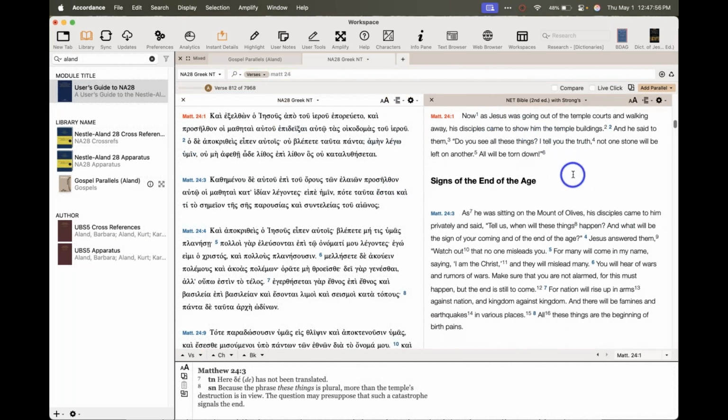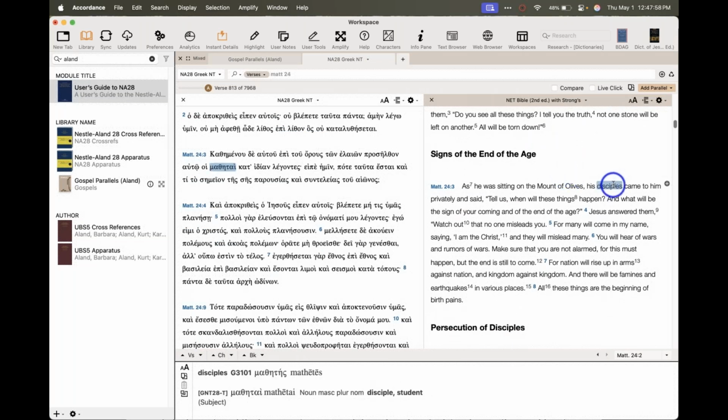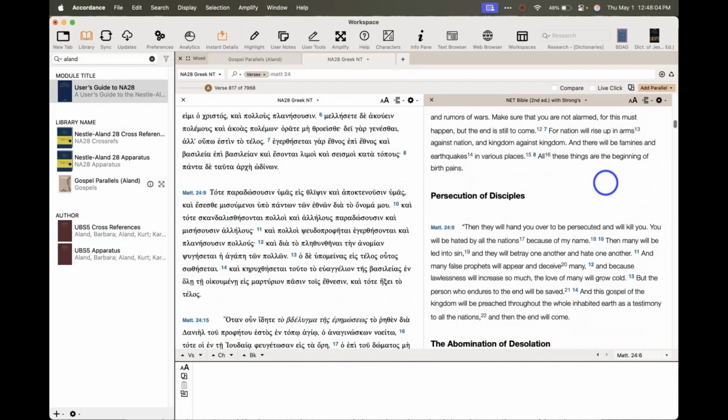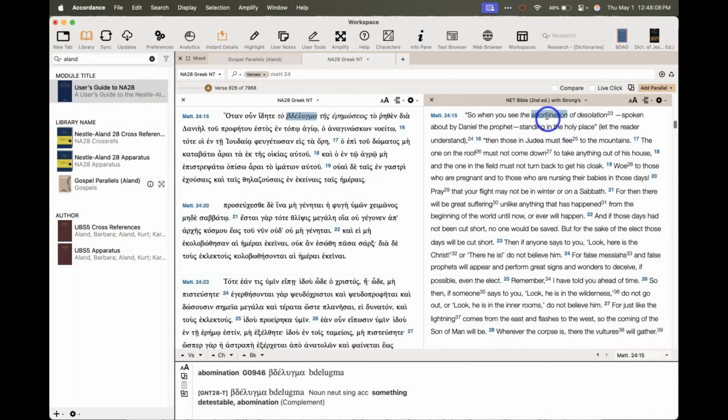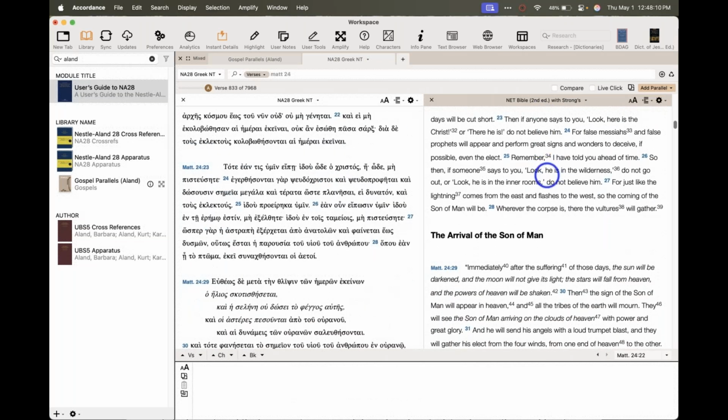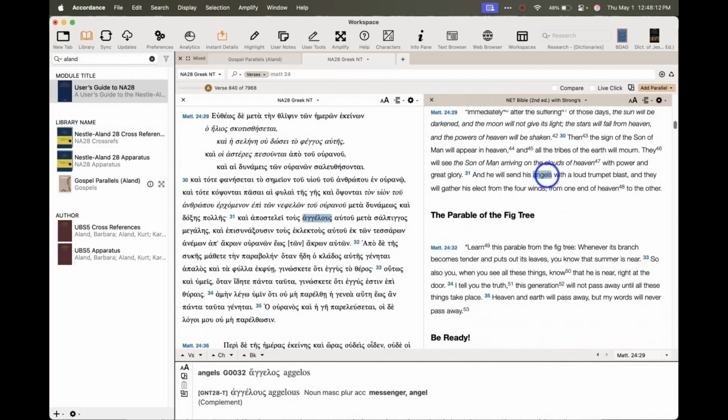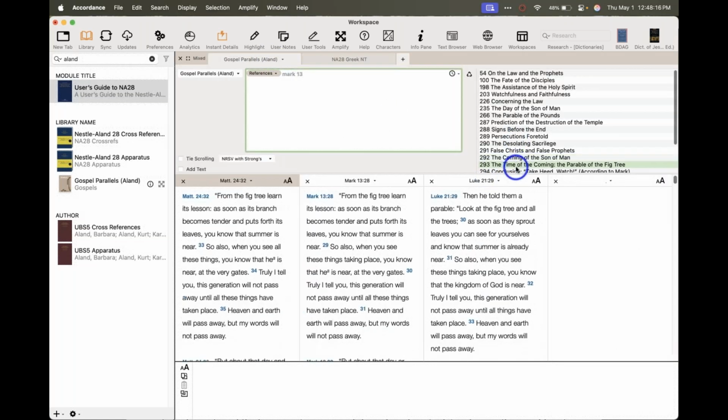start here with Matthew. His disciples came to him privately, so these are not named here, so that's a difference. But you could do some comparing and contrasting. The abomination of desolation, you could look up that particular verse, the arrival of the Son of Man. So Matthew's a pretty close parallel. I would also look up Luke and see what Luke 21 has to say. But that's the parallel tool.